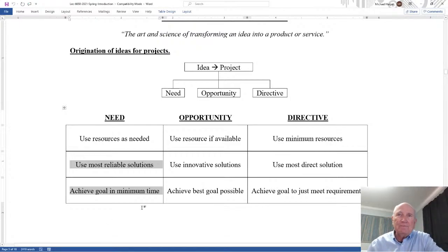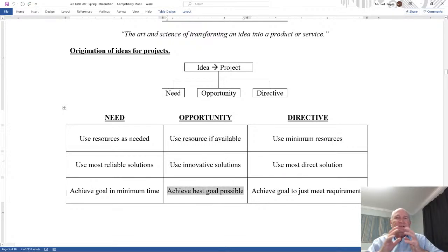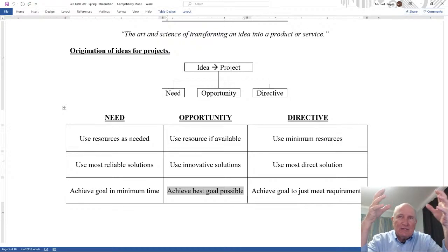What about opportunity? Use your resources if available. Use innovative solutions because it's an opportunity. You're trying to learn from this opportunity. So maybe not reliable resources because it's a need, but innovative solutions because it's a learning process. And then achieve the best goal possible. So timing is not that critical, but achieving something and along the way learning as much as you can about the opportunity, to achieve a goal and also learn how to achieve that goal.